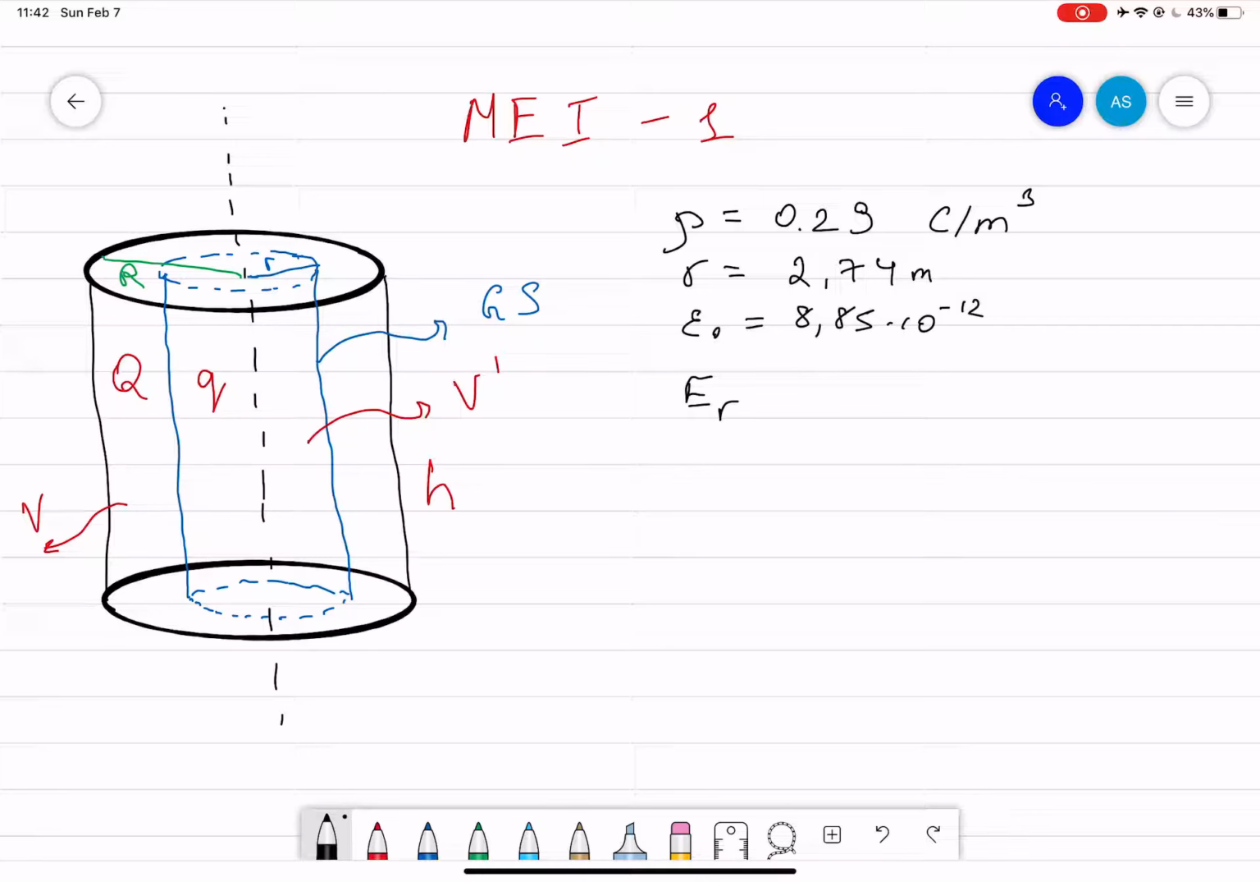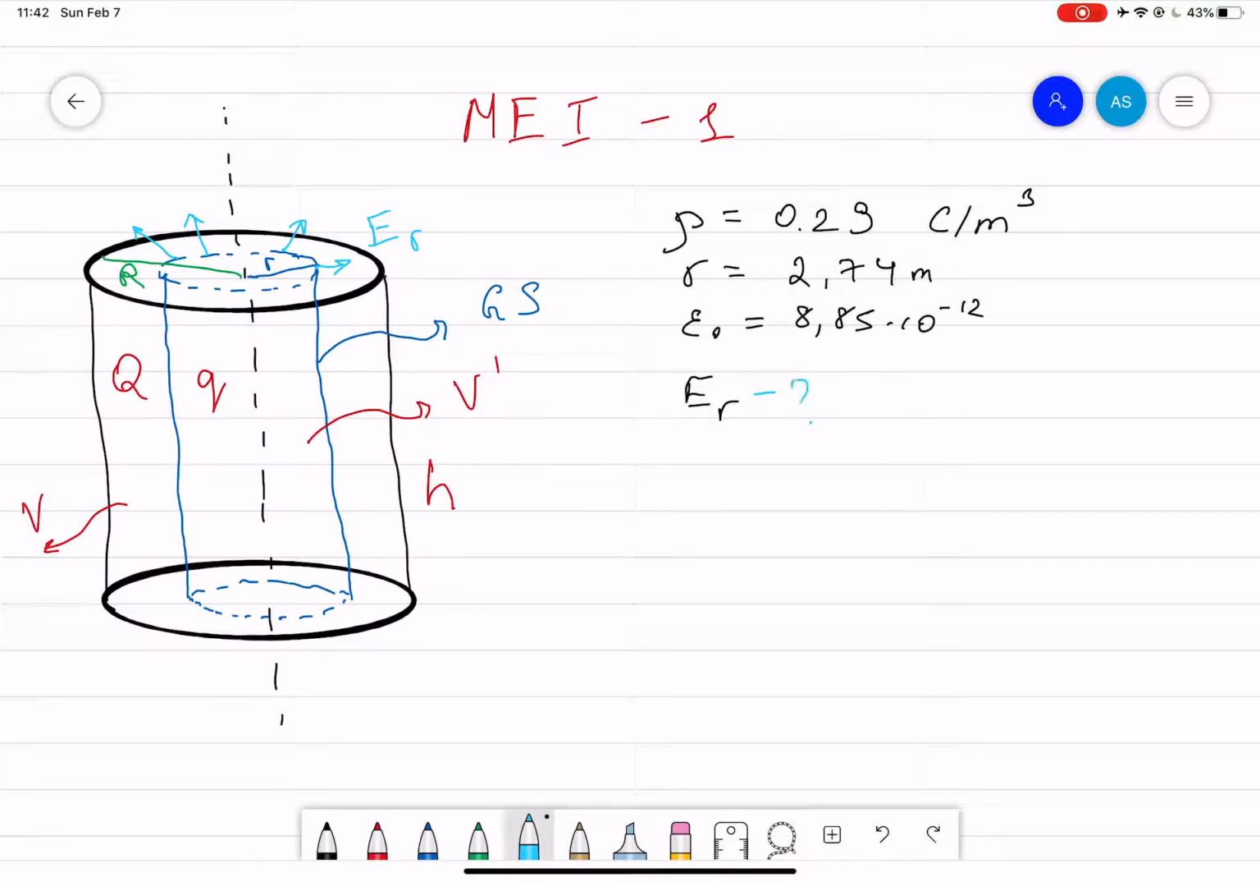Now, we have to find basically the electric field at a distance of r. Say that the solid cylinder is positively charged, okay? So that means the electric field will be pointing outwardly at a distance of small r. So we want to find the electric field at a distance of small r, okay?